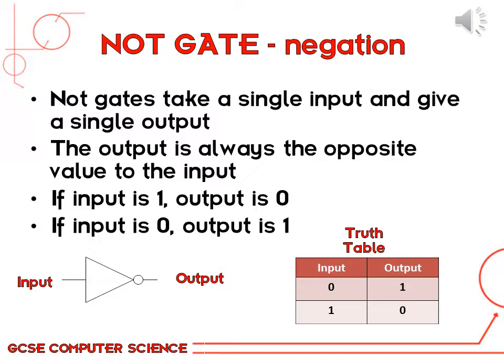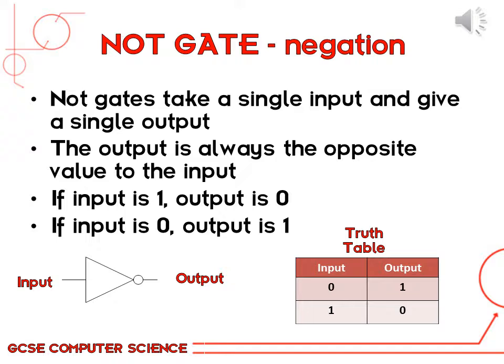Okay, so this is the first gate we're going to look at. It's called the NOT gate, otherwise known as negation. So a NOT gate basically takes a single input and gives a single output. The output is always the opposite value to the input. So if the input is 1, the output is 0. If the input is 0, the output is 1. You can see from looking at the diagram in the bottom corner that there's only 1 input and 1 output, and we've drawn our truth table in the other corner with the 2 different options for input, 0 and 1, and the output shows that the input is reversed each time.